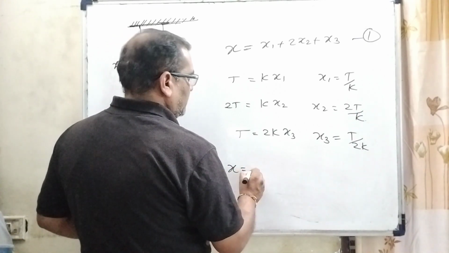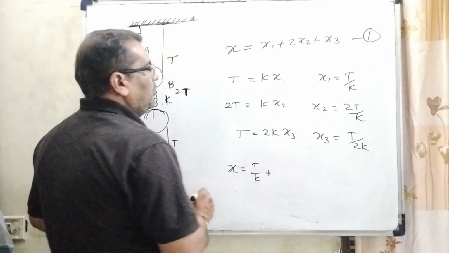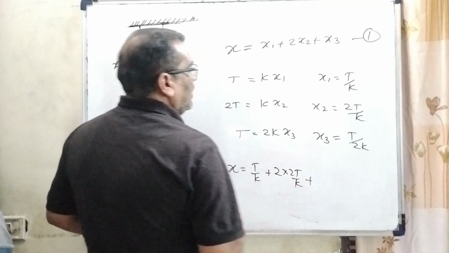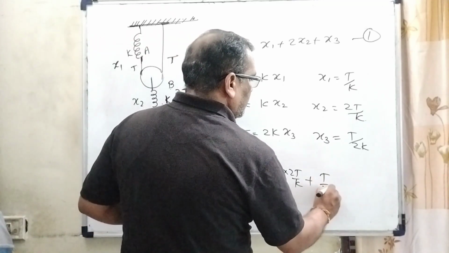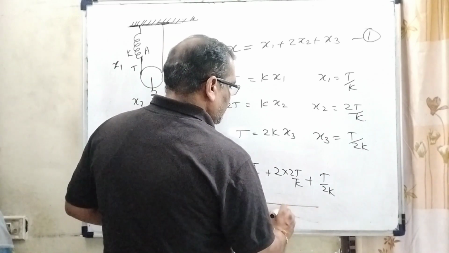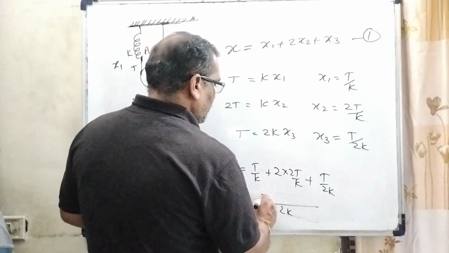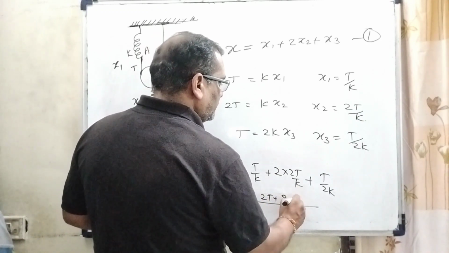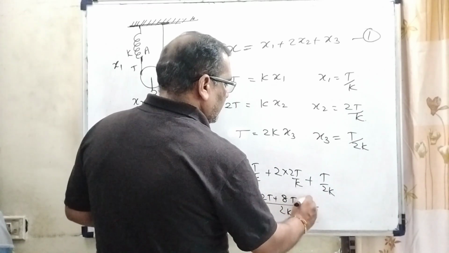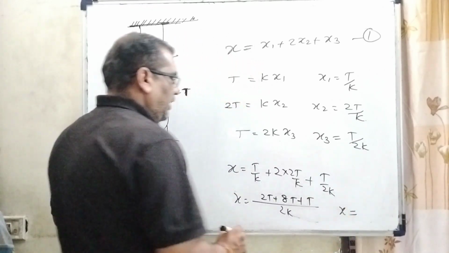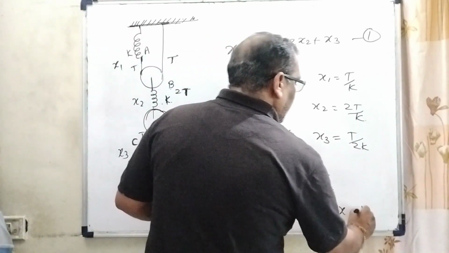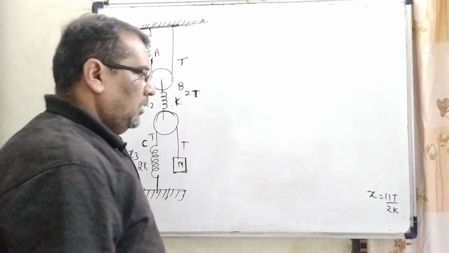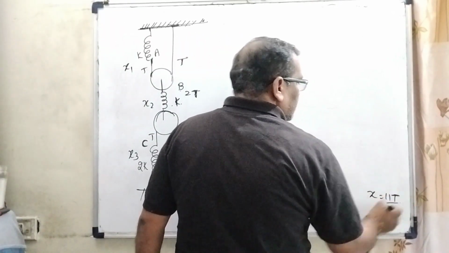What is the value of x1? That is T by k. What is the value of 2 into x2? That is 2T by k. And x3 is T by 2k. Taking the LCM 2k: 2T, then 2 times 2 is 4, and 2 times 4 is 8, so 8T, plus T. So the net elongation is 8 plus 2 plus 1, that is 11T by 2k.